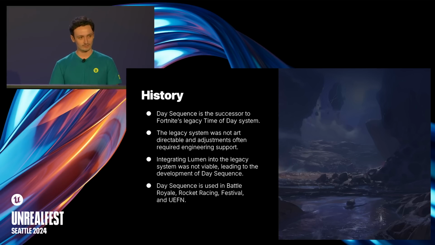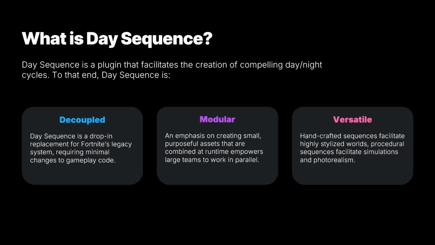It wasn't called day sequence at the time. We didn't even know exactly what it would be. But now we're in the world where it's used for the majority of the Fortnite ecosystem. It's used in Battle Royale, Rocket Racing, Festival, UEFN, and there's an ongoing push to use it in the entire ecosystem. So what is day sequence?